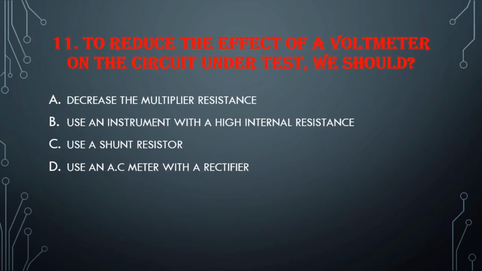The next question for you all, my friends, is: to reduce the effect of a voltmeter on the circuit under test, we should. The options are A. Decrease the multiplier resistance. B. Use an instrument with a high internal resistance. C. Use a shunt resistor. D. Use an AC meter with a rectifier. And your time starts now.